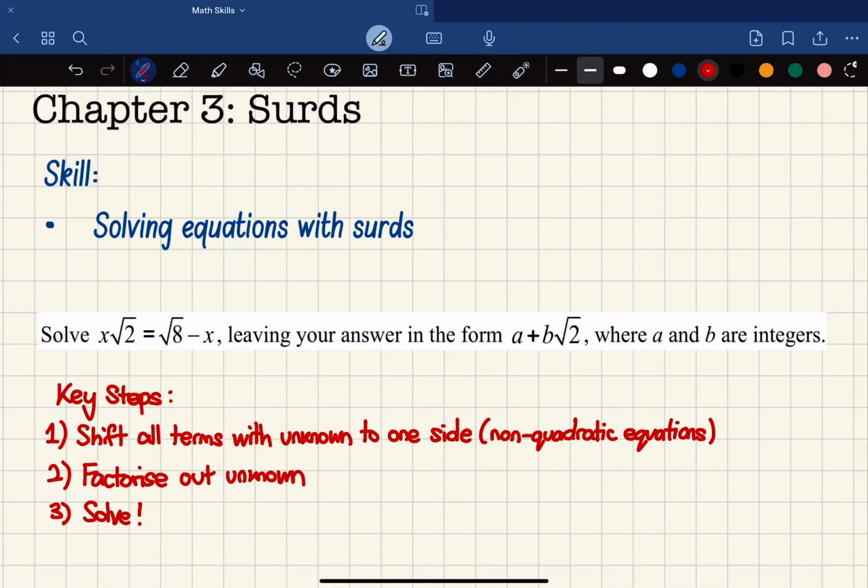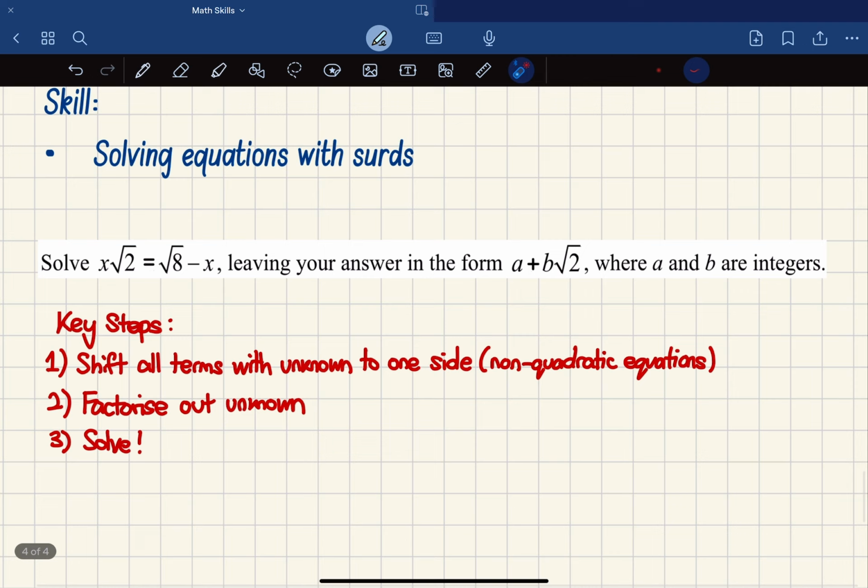Okay, so now on chapter 3 of Surds, we are going to focus on the skill of how to solve equations with Surds. So in this example, I'm looking at an equation, which is not a quadratic equation because the power of x is only 1, not power 2. If it is a quadratic equation, then you can either use the quadratic formula, completing the square or factorize out. But over here in this equation, these are all x, that's power 1.